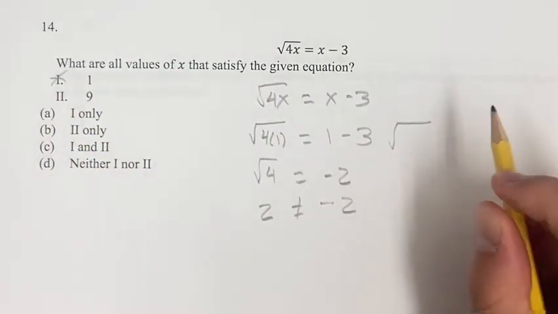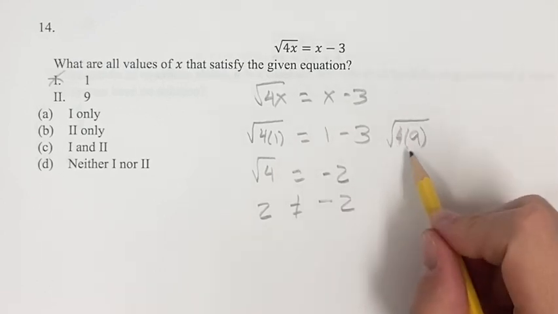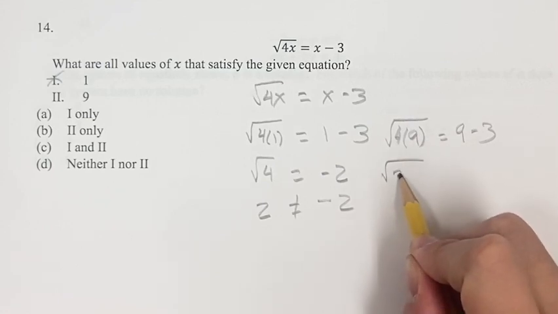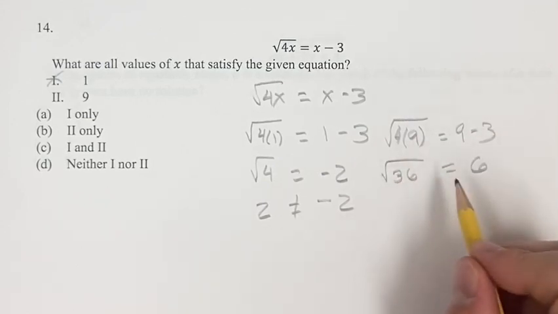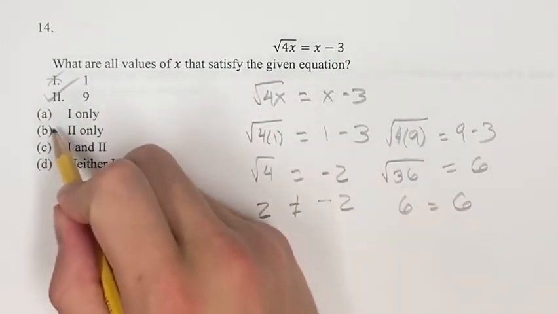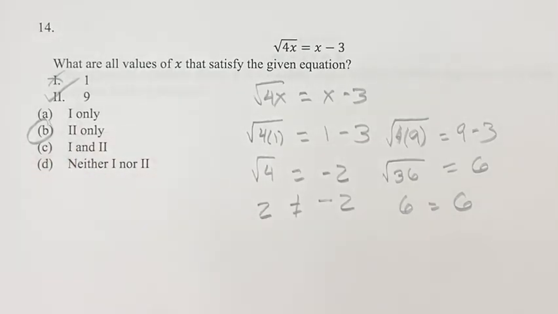Doing the same thing where x is equal to 9, we have 4 times 9, the square root of that is equal to 9 minus 3. 4 times 9 is 36, so we have the square root of 36 is equal to 9 minus 3, which is 6. The square root of 36 is 6, which is equal to 6, so 9 is an answer. 2 is the only value of x that satisfies the given equation, so B is going to be your final answer.